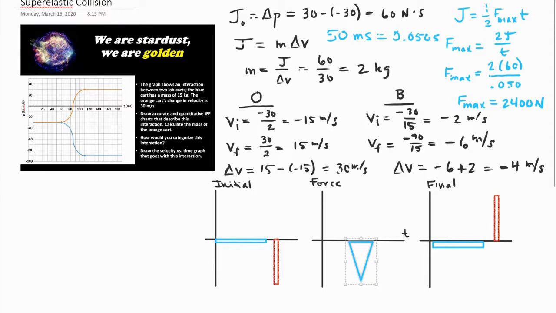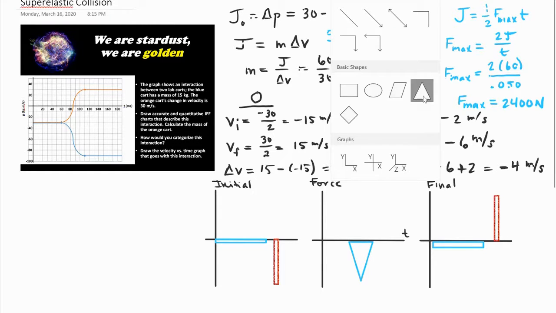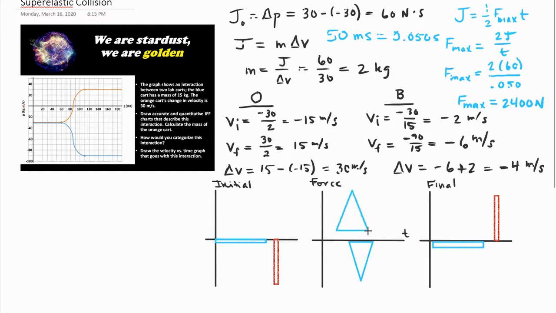Alright, so then the change in momentum for the orange cart, let's see, should be exactly the same size, if I can make that work. This works about the same size. That looks pretty good. This one up here. There we go. Okay, so we know that this maximum force here is 2,400 newtons. And this force here is negative 2,400 newtons.